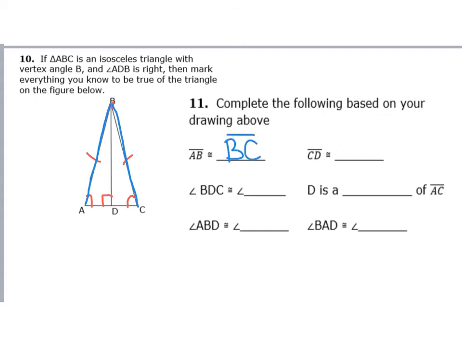Okay? I know that CD is congruent to, well, if I have 2 angles and a side, my 2 sides are congruent. So by AAS, angle, angle, side, I know that, and then by CPCTC, CD will match AD. Okay? And then angle BDC, that's the right angle here. So it's congruent to the other right angle, BDA.